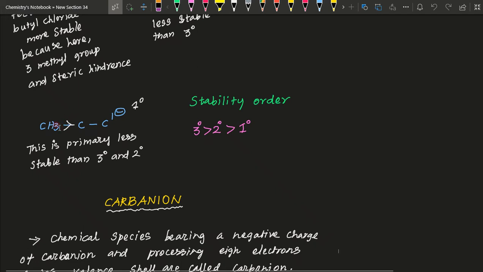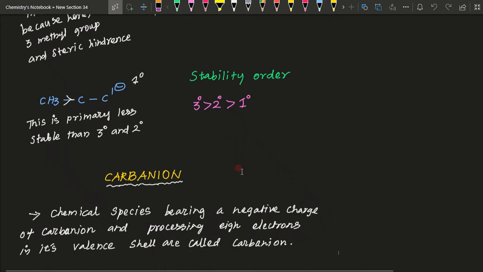See CH3 CCl, here this chlorine is primary, this primary, this group is the primary, less stable than tertiary and secondary.